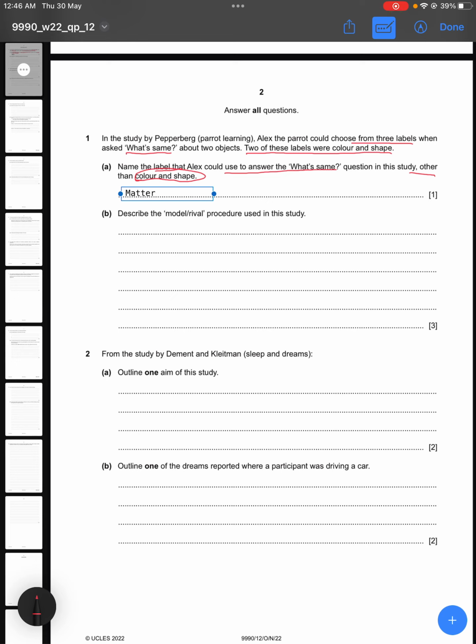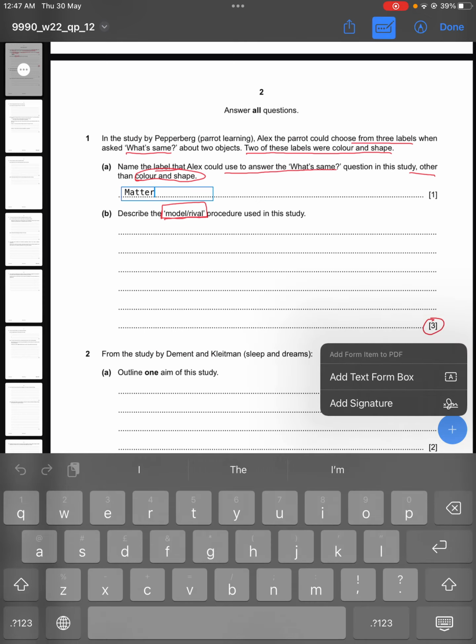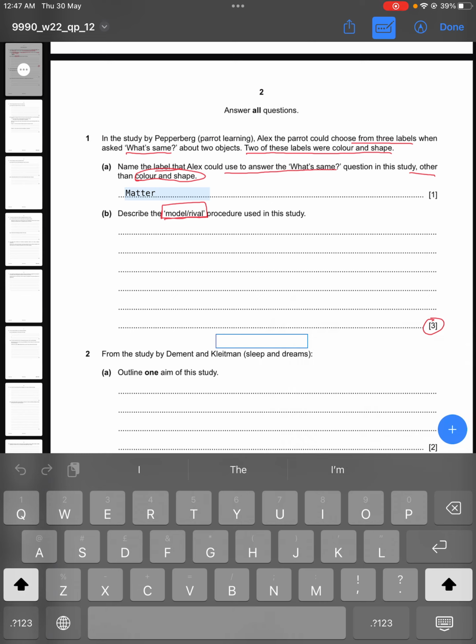In part B, the question says, describe the model rival procedure used in this study. So the focus is on the model rival procedure, what it means and what the researcher did to present that particular procedure. And it is for 3 marks, so you are going to get 1 mark per correct point. So you are supposed to give 3 correct points from the whole procedure.